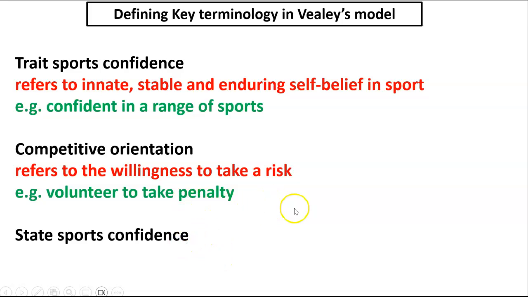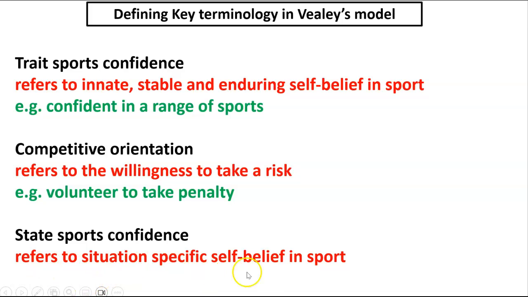And finally, we've got state sports confidence. As you'll remember from earlier in the course, we looked at state anxiety. Whenever you see the word state, it's talking about situation specific. So in this case, state sports confidence refers to situation specific self-belief in sport. For example, taking a penalty. It is how much belief you have in a situational aspect like a penalty, or a conversion in rugby, whatever that might be. So those are the key terms. Once we have these understood, we can then start the process of interpreting them all.